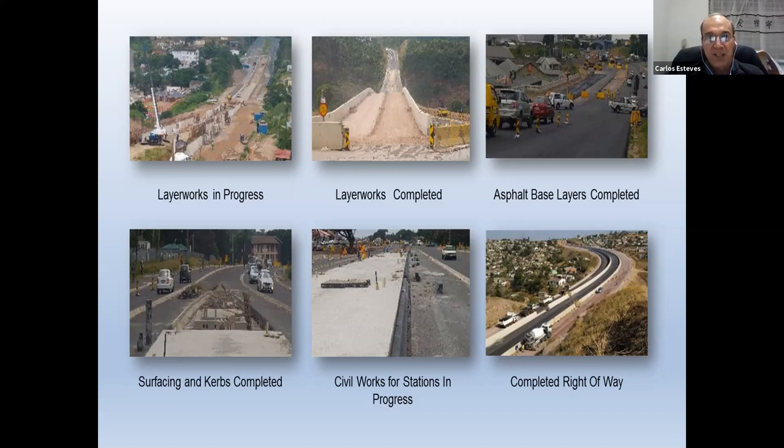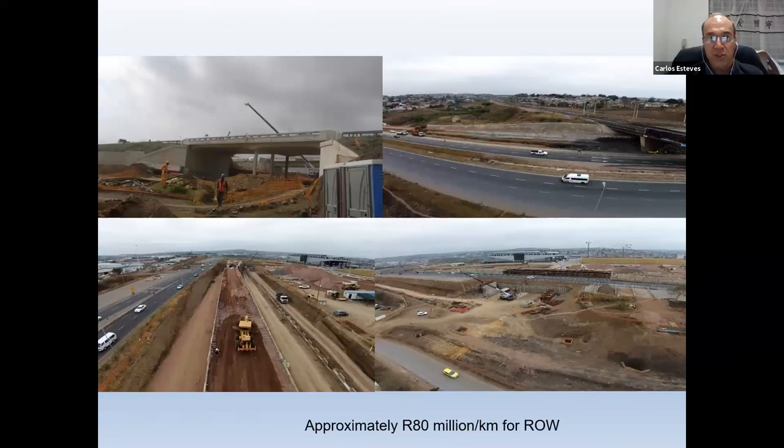You can see in the middle one above layer works, that's the Quatabeka roller coaster ride dropping into the Quatabeka Valley. Bottom right hand is the right of way winding its way up the Quatabeka Valley. You can see the sort of terrain that we were involved in. It was a substantial project. We had to build a number of bridges, interchanges. It cost between 80 and 100 million a kilometer for the right of way. But just compare that with a light rail, which would cost between 400 and 600 million rand a kilometer.